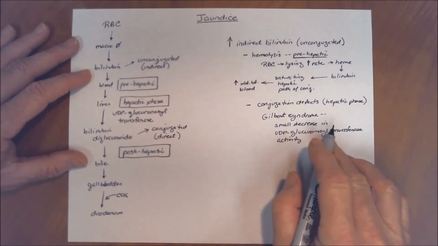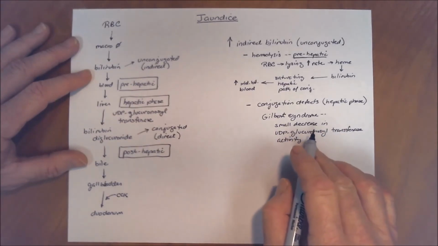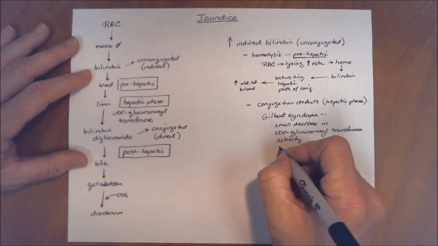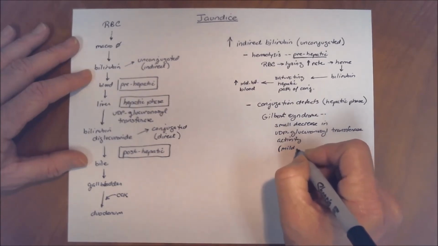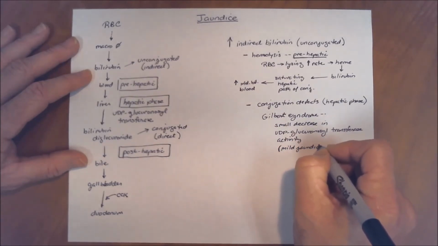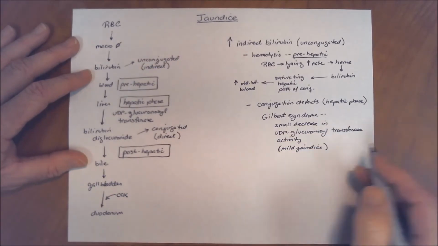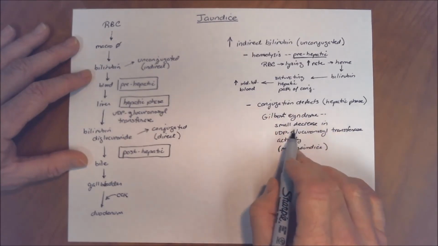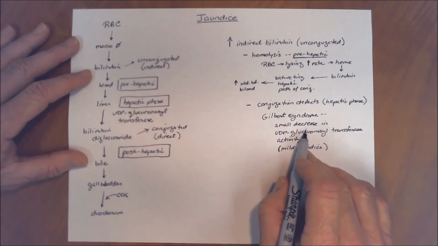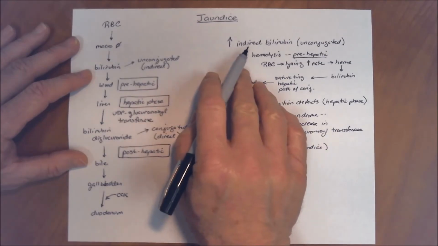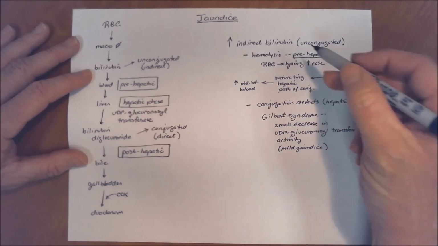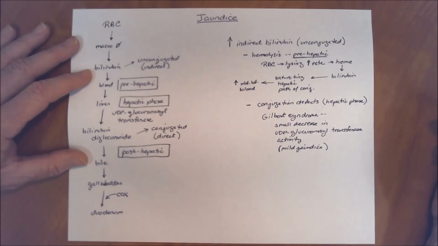Now, being a small decrease in this activity tends not to manifest into any severe clinical symptoms, but it does lead to mild jaundice. Mild jaundice because the conjugation of the bilirubin is decreased. That being the case, the indirect unconjugated bilirubin will be in excess of normal. The bilirubin will then deposit into skin, leading to the characteristic jaundice that we see.